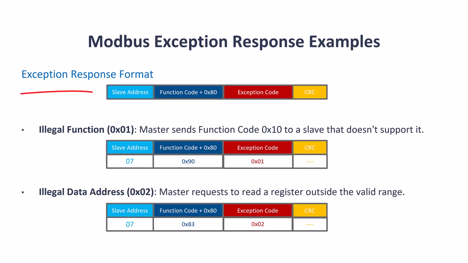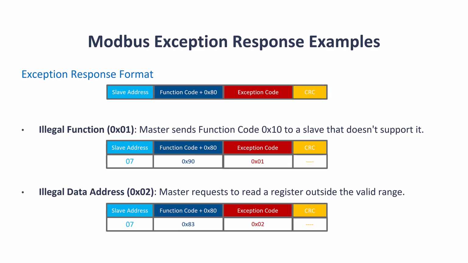Okay, now let's take a closer look at the exception response format. An exception response starts with the slave address, clearly identifying the responding device. The next field is the function code plus hex 80, indicating an exception response. Then comes the exception code itself, specifying the exact error encountered. Finally, the CRC ensures integrity during transmission.